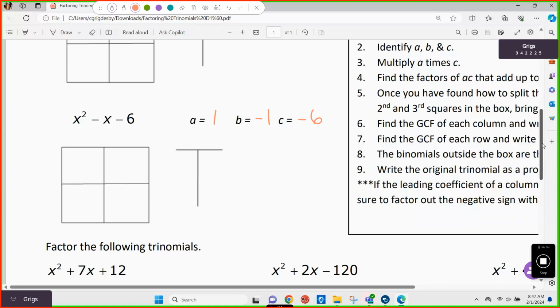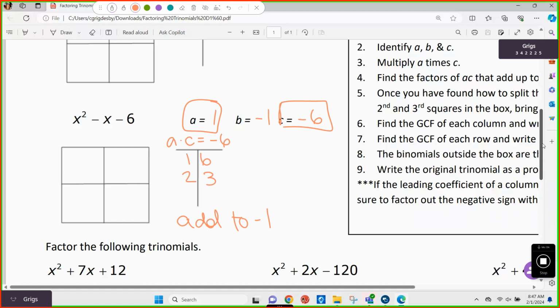Okay, so now that I've labeled my coefficients, I want to do what? But what do I factor? A and C. So I'm going to multiply A times C to give me -6. So let's just think of the factors of 6 first. The factors of 6 give me 1 and 6, 2 and 3. I need to look at a combination and see where to place my negative, because I need this to add to -1. I need it to add back up to the B value.